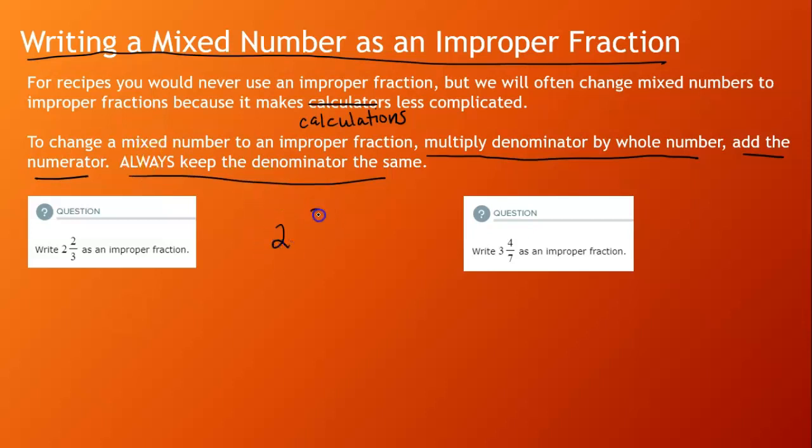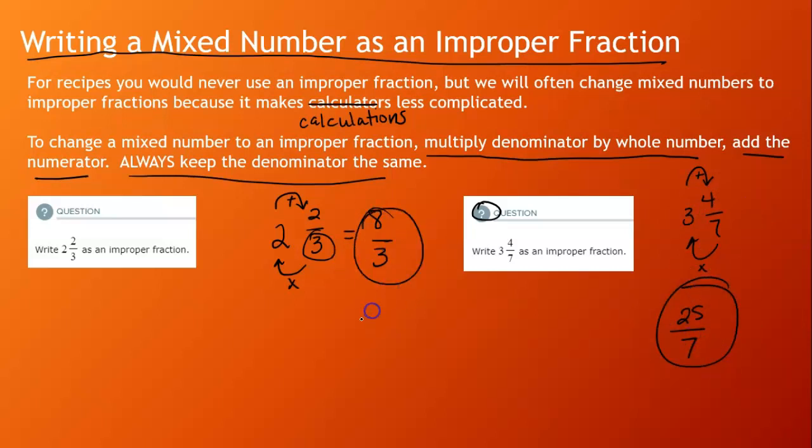I think of this as kind of a circle. I'm multiplying and then adding, multiplying, then adding. So 3 times 2 is 6, and 6 plus 2 is 8, so this becomes 8, and then we always keep our denominator the same. You pause the video and try this one on your own. Remember, it's a circle. Multiply and then add. 7 times 3 is 21. 21 plus 4 is 25. So that becomes 25/7. And that's our answer there.